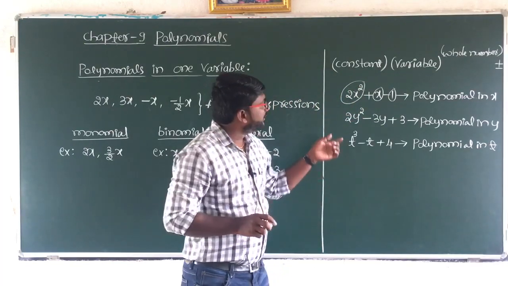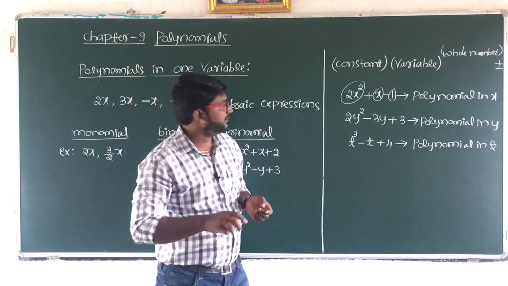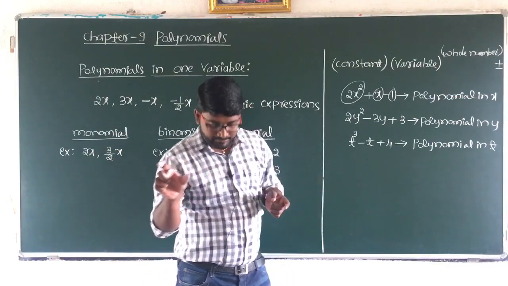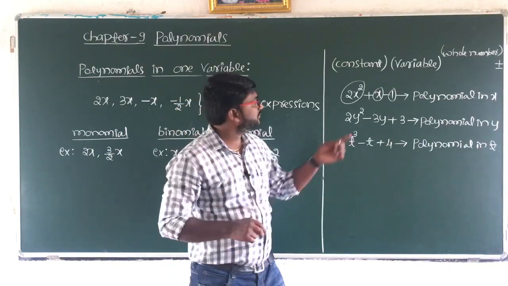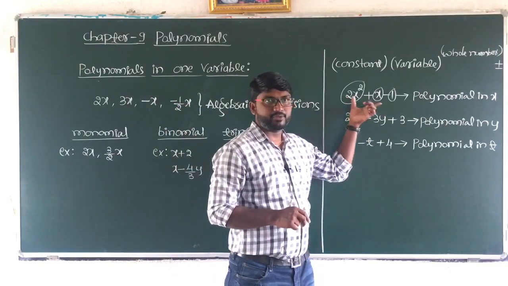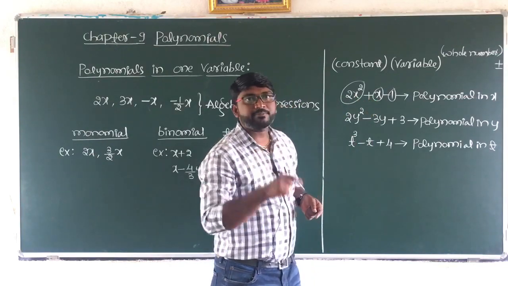Now we have the next concept, the degree of the polynomial. The degree of the polynomial is nothing but the highest power of the variable. So what is the variable in this polynomial? The variable is x. What is the highest power of the variable?